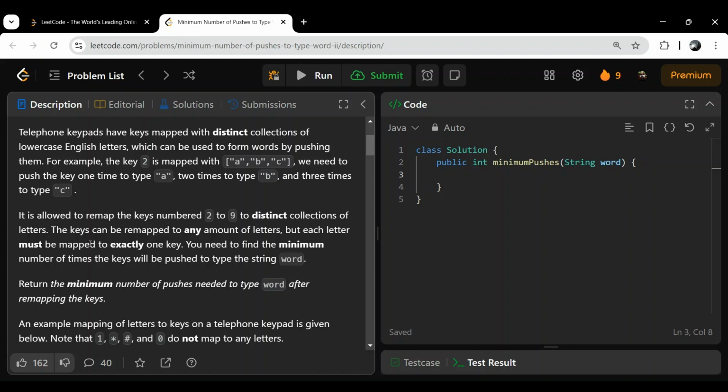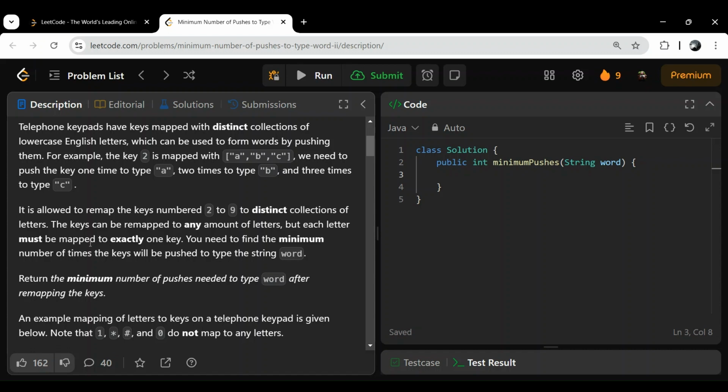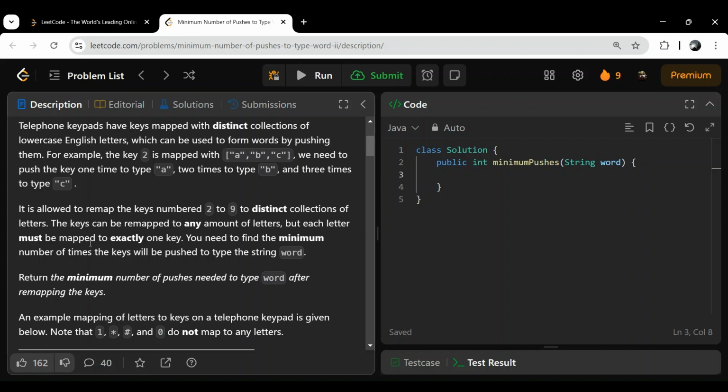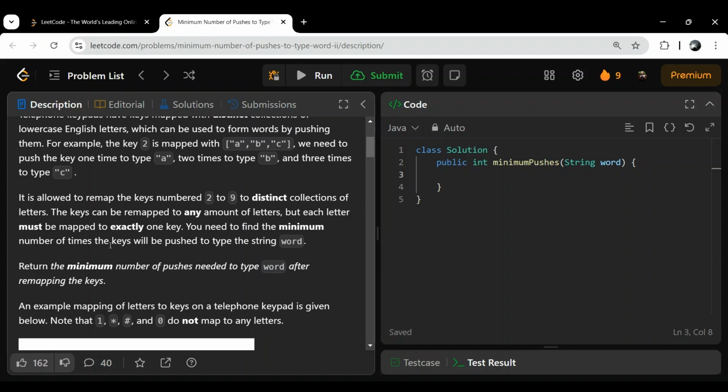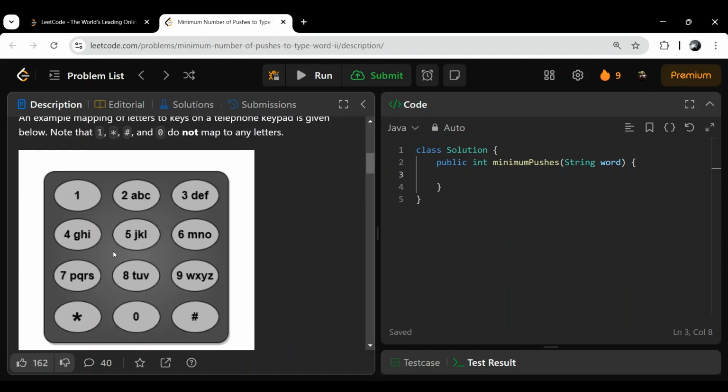The key can be remapped to any amount of letters, but each letter must be mapped to exactly one key. You need to find the minimum number of times the keys will be pushed to type the string word.